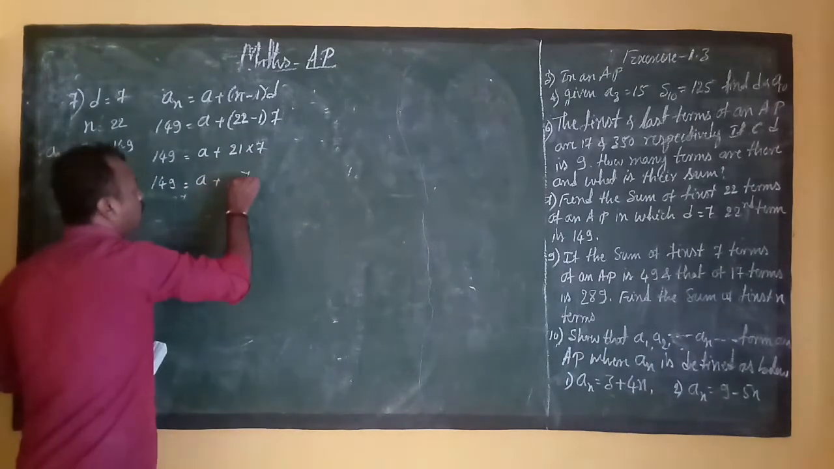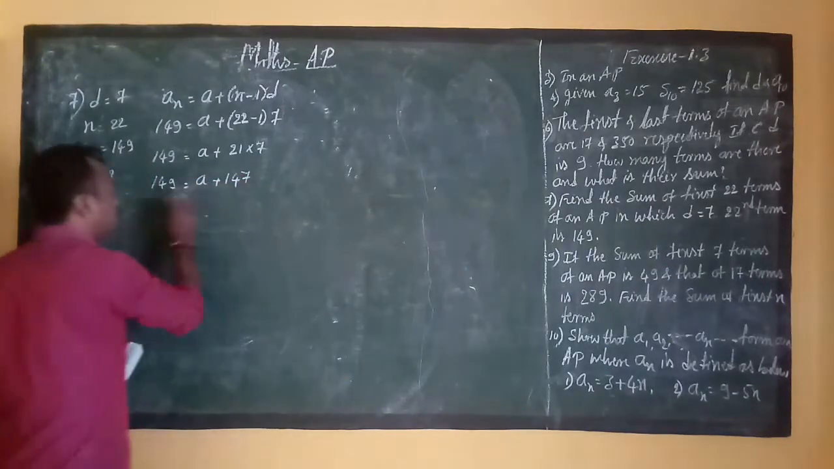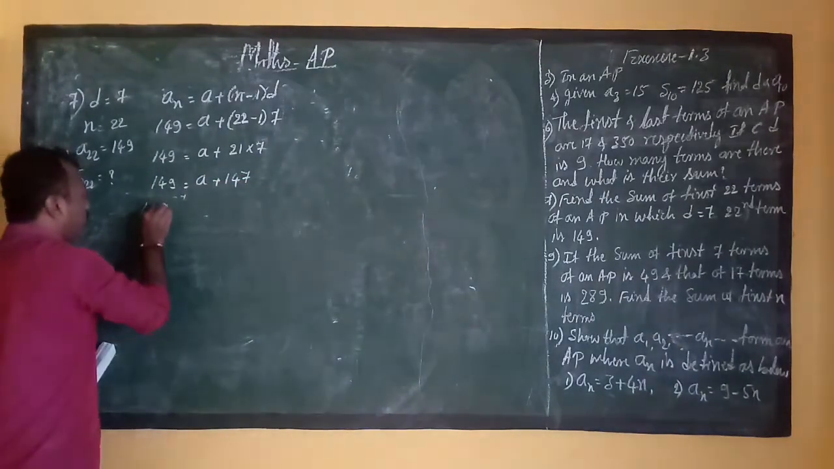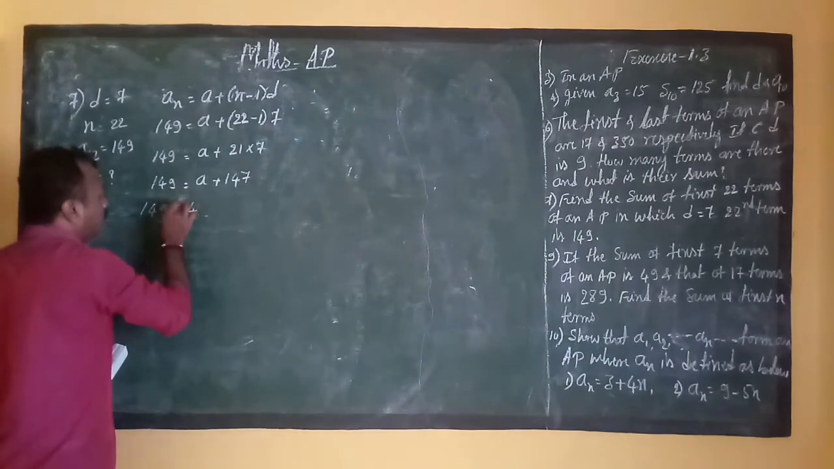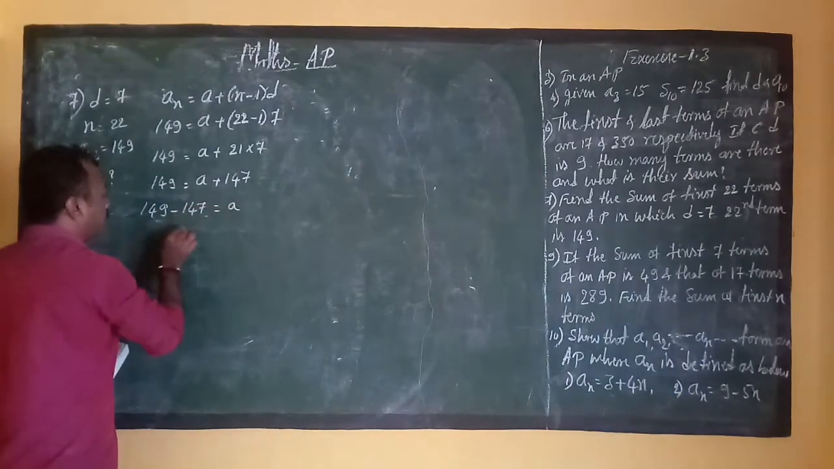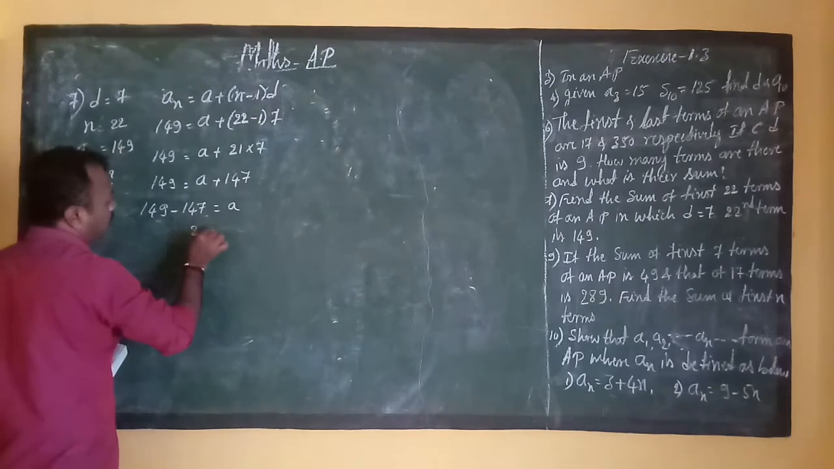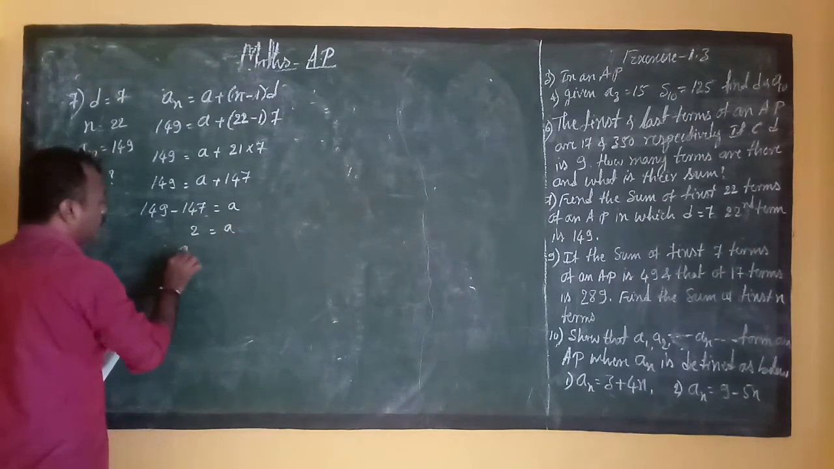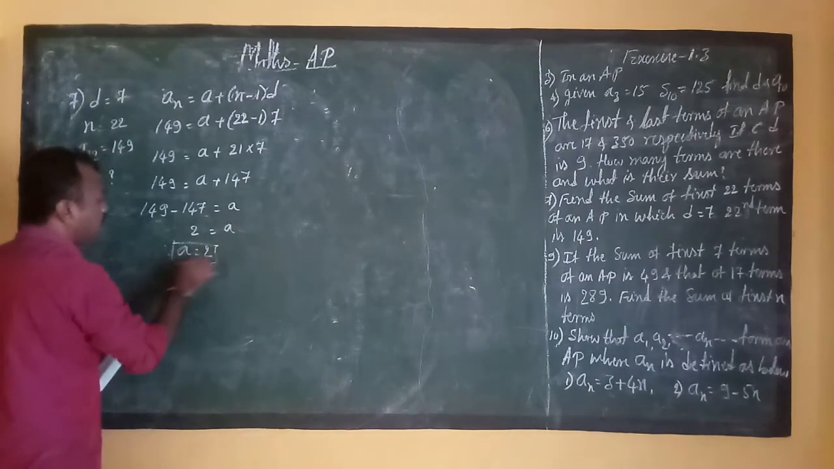7 ones are 7, 7 twos are 14, so 147. If you move 147, it becomes minus 147. It is equal to a. Therefore 149 minus 147 is equal to 2. Therefore, a is equal to 2. The value of a is 2.